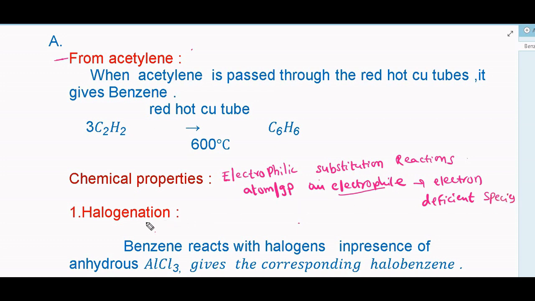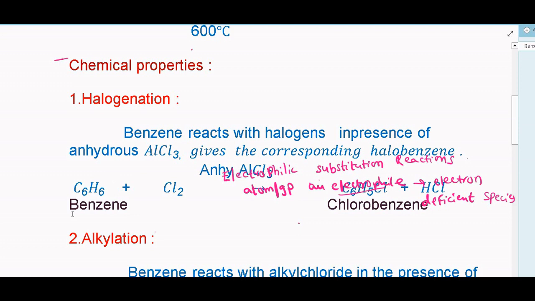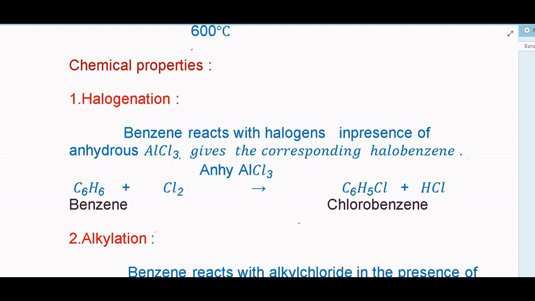What is the first chemical reaction of benzene? That is halogenation. Halogenation means reaction with halogens. Benzene participates in halogenation in presence of anhydrous AlCl3. This is the first chemical reaction of benzene. Benzene reacts with halogen in presence of anhydrous AlCl3 and gives the corresponding halobenzene.